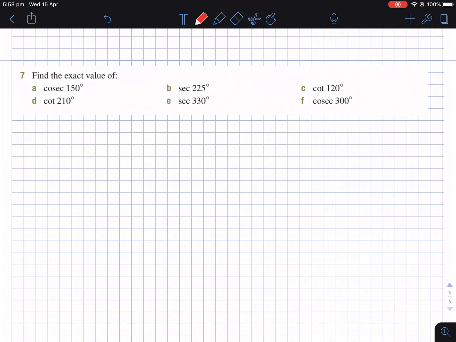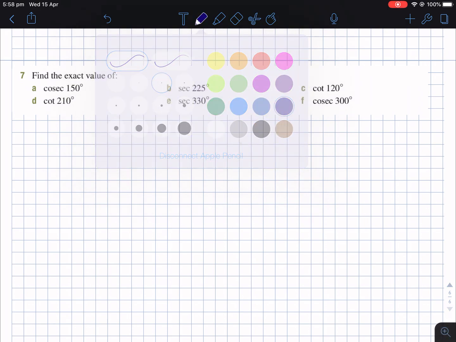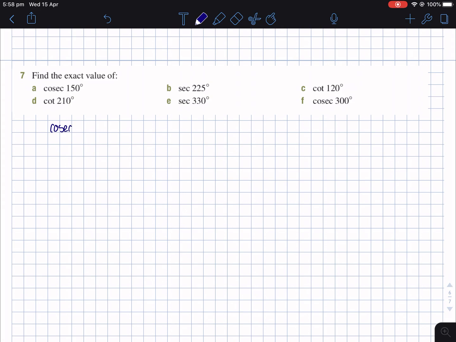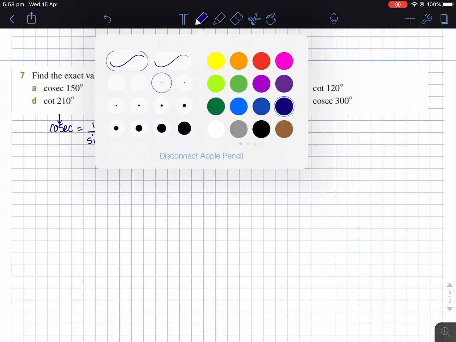Alright, question 7. We're looking for the exact value of cosec, sec, and cotan. Just want to remind you, when we have cosec, the third letter tells you that it's 1 over sine, because that's an S. If we have cotan, the third letter tells you it's 1 over tan. And sec, the third letter tells you it's 1 over cos. Now, obviously, these weren't written specifically to have the third letter as the thing that gives you the hint, but it is the biggest hint you'll get if you can't remember. So, start looking at the third letter to help remind you.